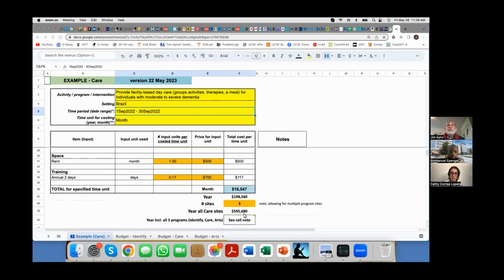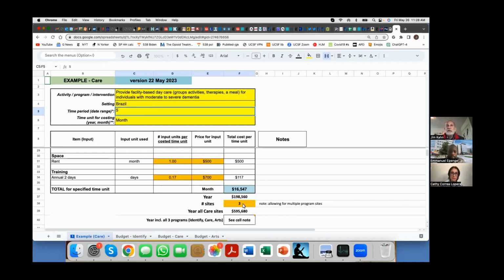So you can see this particular program with 3 sites comes out to about 600,000. So you could make that more. They could put 5 in there and make it 5 sites, and then the total would go up.